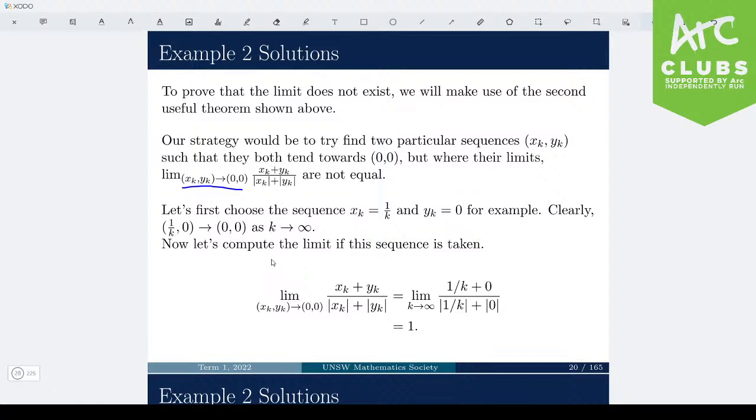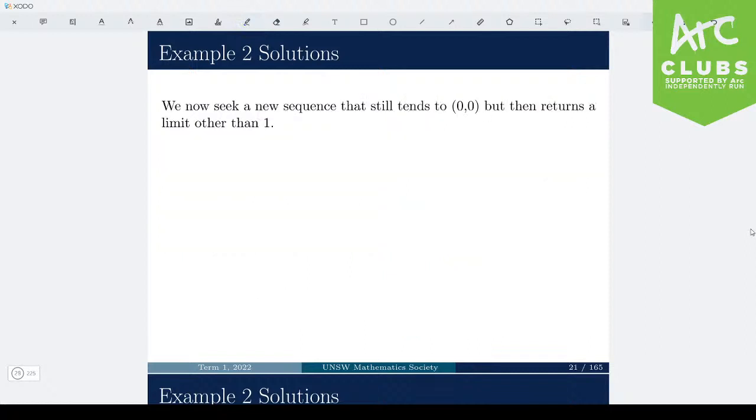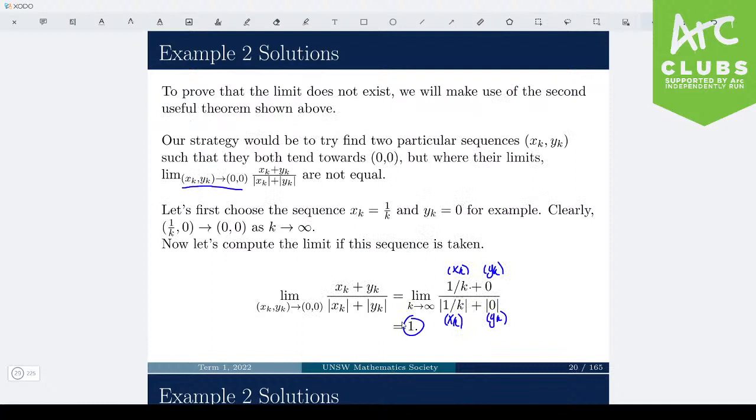Let's now compute the limit of this sequence. We have the limit as k approaches infinity, where x becomes 1 on k and y becomes 0. So we get 1 on k plus 0 over the absolute value of 1 on k plus 0. That's obviously just 1, right? 1 on k over 1 on k. We now look for another sequence that also tends towards (0,0), but returns a limit besides 1. So we want to find another sequence such that the limit is not equal to 1.